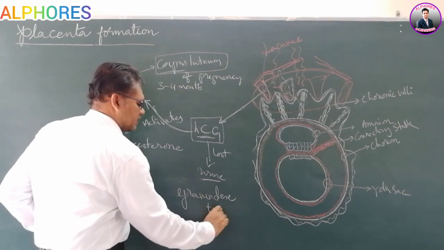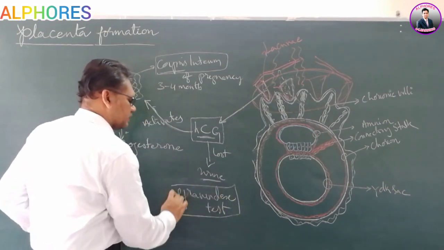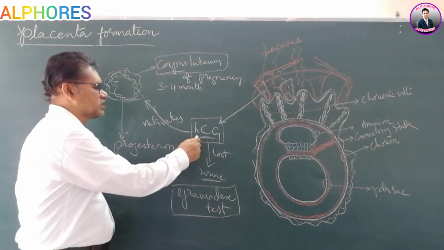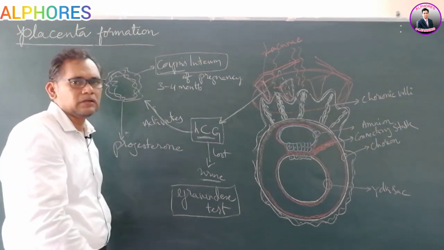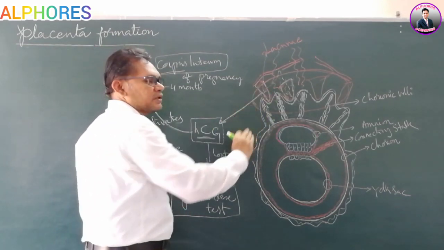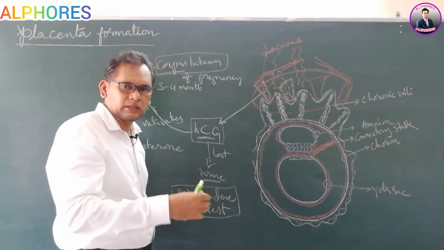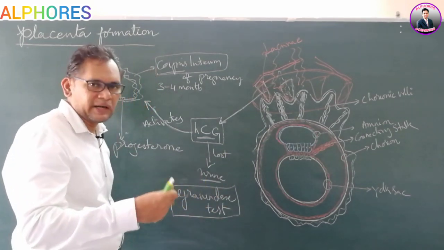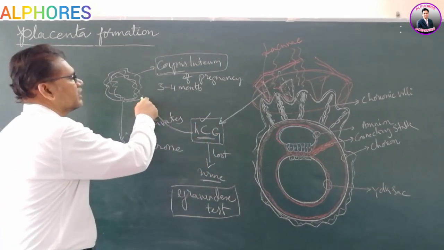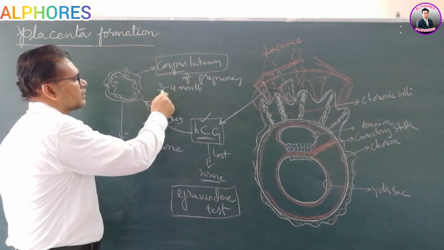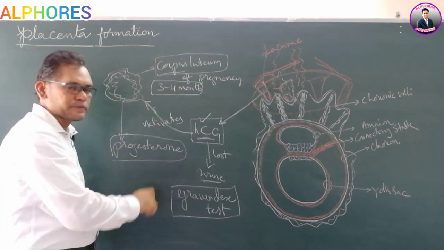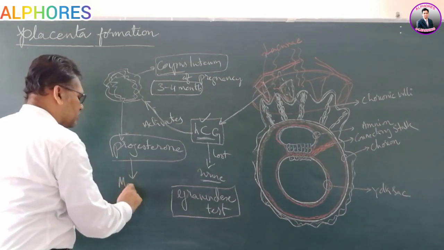Gravidex test. Now, this is the pregnancy test which is performed. If the urine has HCG, then it is confirming pregnancy. That means the uterine endometrium gets implanted. If it gets implanted, that implantation results in release of HCG, which activates the corpus luteum. Now, this corpus luteum works for 3 to 4 months and still releases progesterone. This progesterone maintains pregnancy.